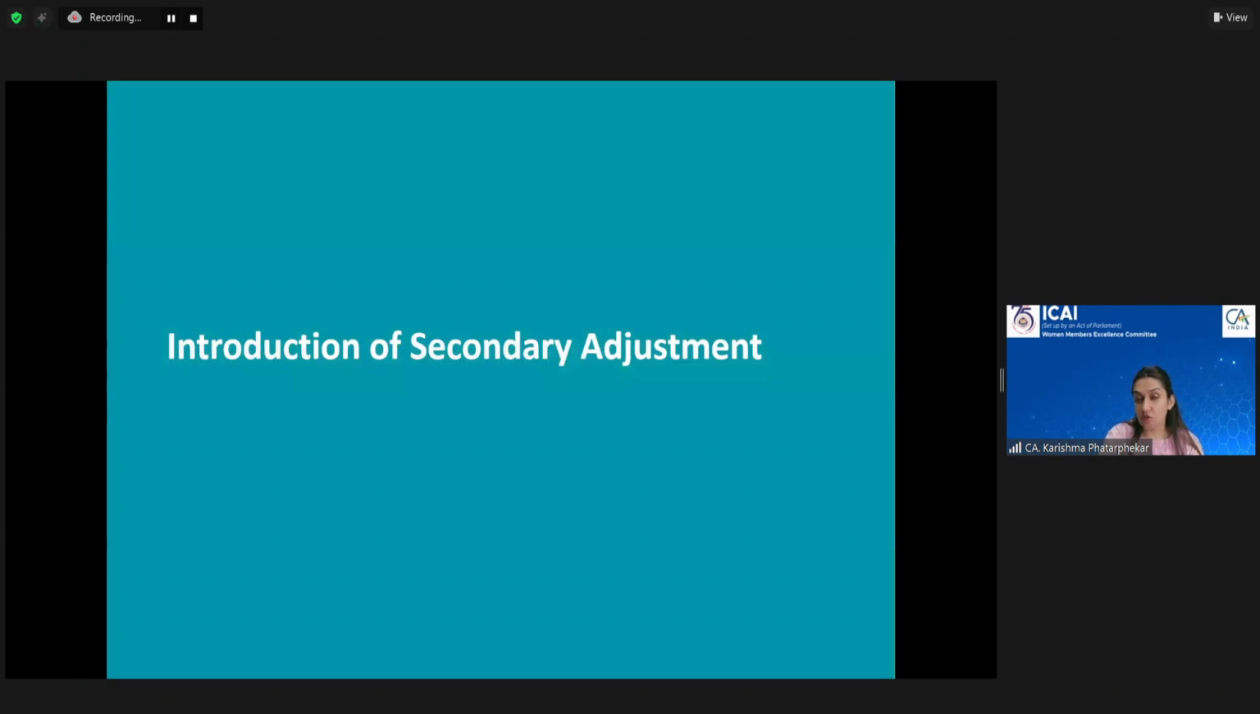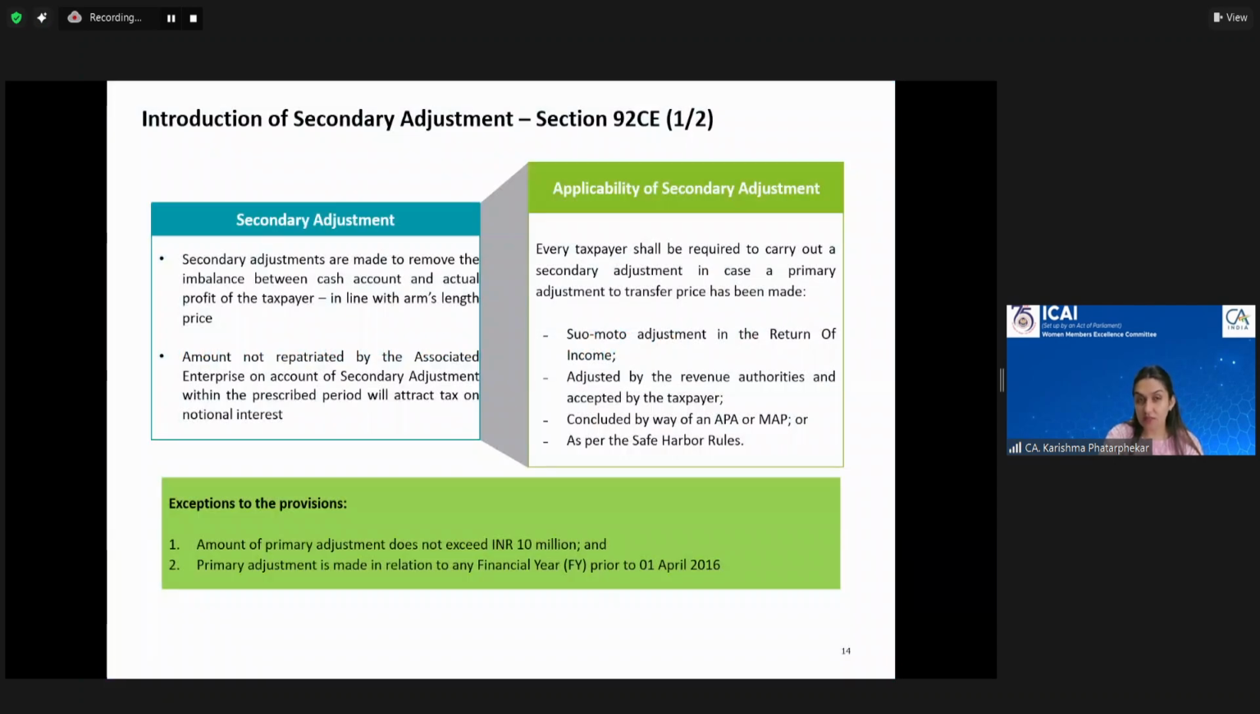Then they introduced what is called the law of secondary adjustment. Secondary adjustment essentially means, let me give you an example. Let's say I am a contract manufacturer in India and I am selling goods to my parent company in, let's say, the UK, and I'm operating on a cost plus 8%. The transfer pricing authority comes back and says that it should not be cost plus 8, but cost plus 10. Either it could be under a transfer pricing audit, or if you have filed for an APA, they can come back and say it's not cost plus 8, but cost plus 10.